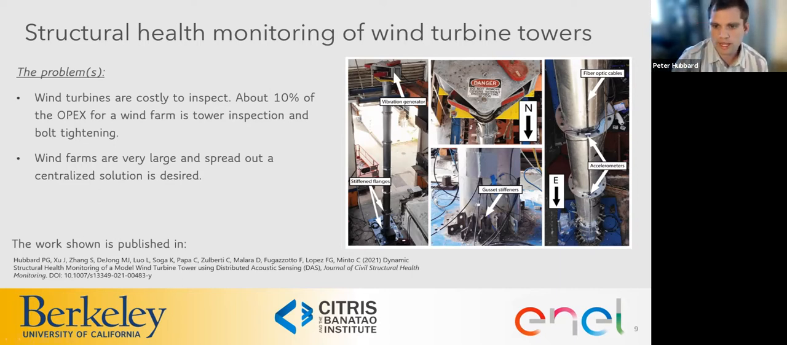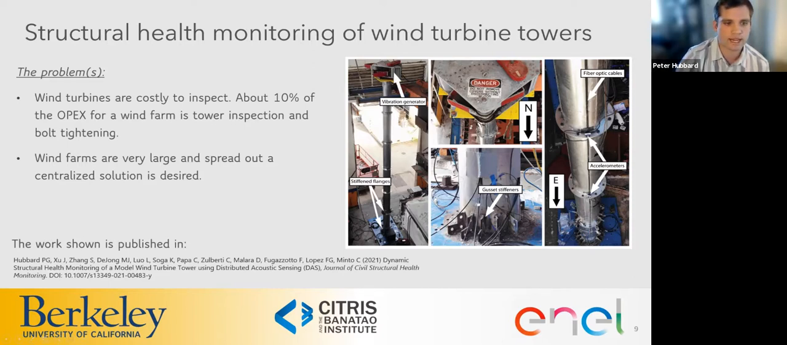So what is the issue that we want to address? That's always the most important thing. Wind turbines are costly to inspect. We work with this Italian power company called NL. You may have heard of them. They have a branch, NL Green Power, that's interested in explosive growth. They're buying wind farms all over the world. And about 10% of their operational expenditure for a wind farm is tower inspection and bolt tightening.